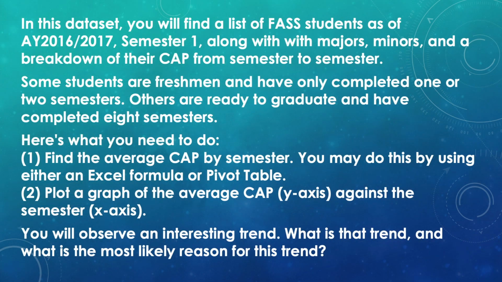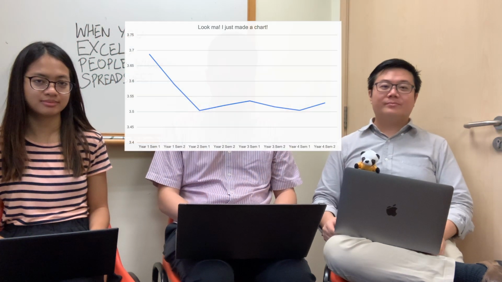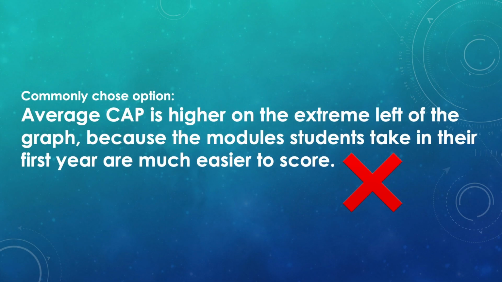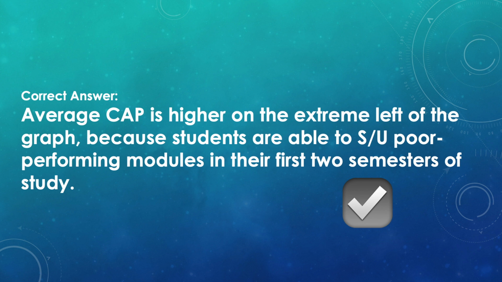So let's move on to section number 3 on pivot tables and charts part 1. If you've done these 2 questions correctly, you'll find this table on the screen. Most of you got this right, but some of you who got this wrong will have put this option instead: the average cap is higher on the extreme left of the graph because the modules students take in the first year are much easier to score. You have no data on what modules students actually took in the first year, so you can't reach this conclusion. The most reasonable conclusion is that students were able to SU their poorly performing modules, much like some of us might have done.